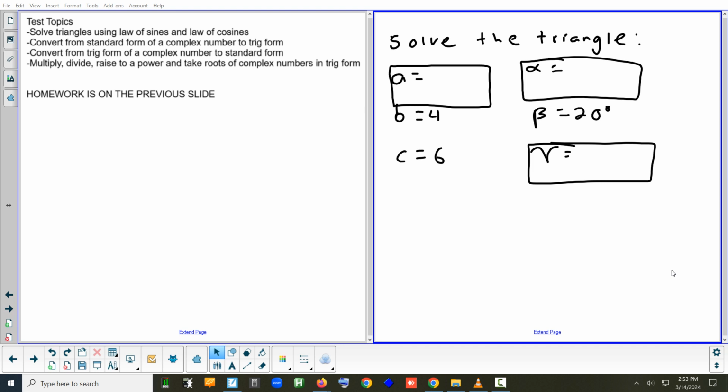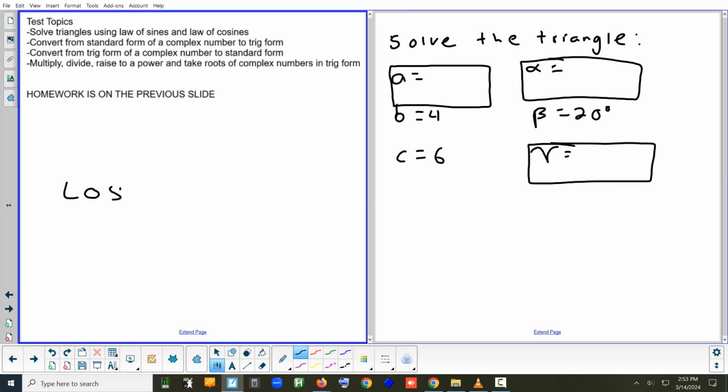Okay, so the first question we're going to take a look at is solving a triangle. When we're using law of sines and cosines, remember that for law of sines, there are three different kinds of triangles you can use that on. Angle, side, angle. Angle, angle, side. And side, side, angle.